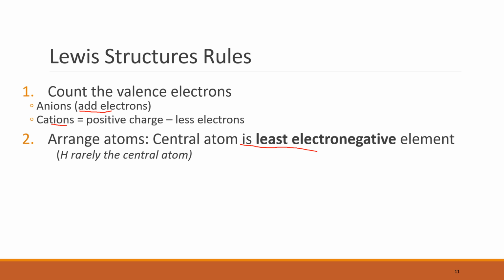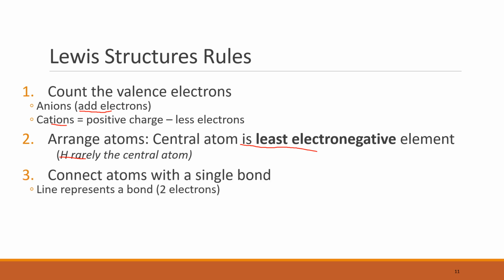So you can use your knowledge of the electronegativity trends to figure out which atom in that molecular formula is the least electronegative. I tend to just use the first atom present in the molecular formula because that's almost always the least electronegative element. The exception, of course, since there's always exceptions, is hydrogen. So if hydrogen is the first atom present in the molecular formula, don't put it as the central atom. We will not see hydrogen being the central atom in this course. Hydrogen will only be a terminal atom.